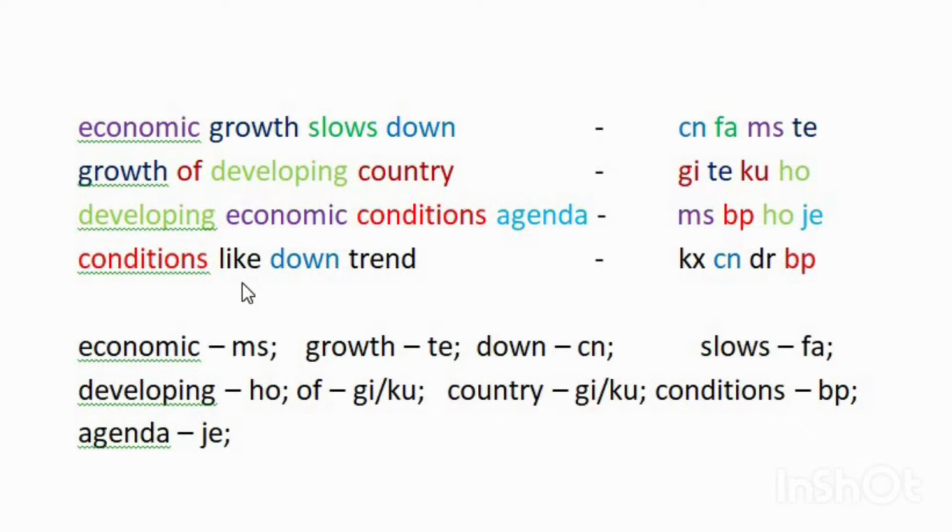Now in the fourth line, there are only two words remaining, like and trend. So what are the codes? Either KX or DR, because we are not sure what is the exact code for like and what is the exact code for trend. So we can write the code for like is either KX or DR. Similarly, the code for trend is either KX or DR. So the codes for both like and trend are either KX or DR.